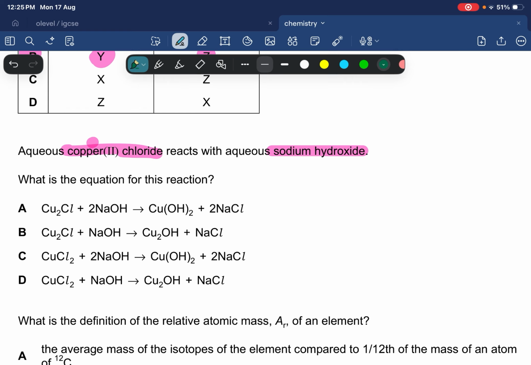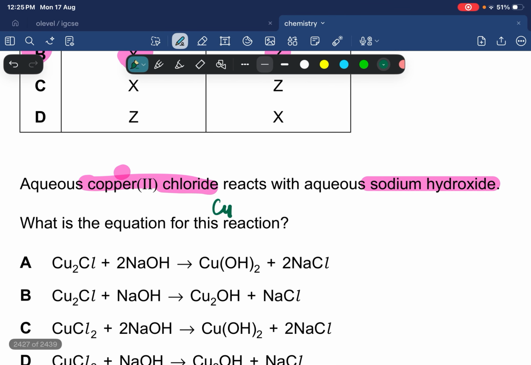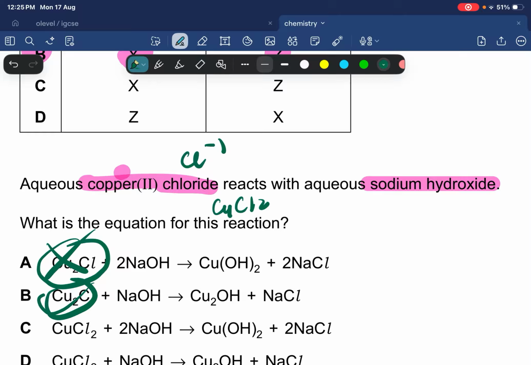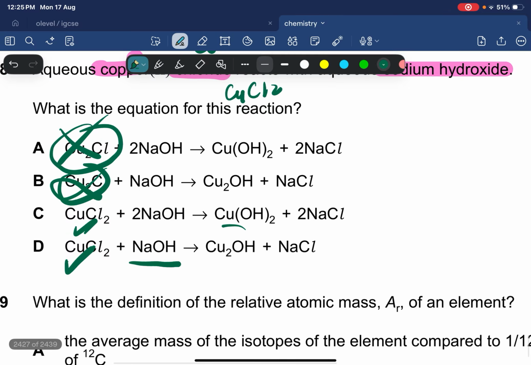So how do you do it? Copper(II) chloride: the 2 means copper has a charge of positive 2, and chloride always has a charge of negative 1. That means you're going to require 2 chlorides, so it's going to be CuCl2. Cross it: 1 copper, 2 chlorines. This ticks. Next thing, take NaOH.